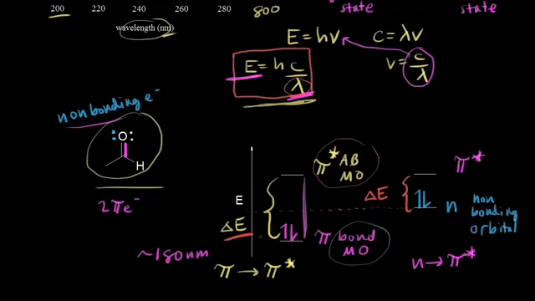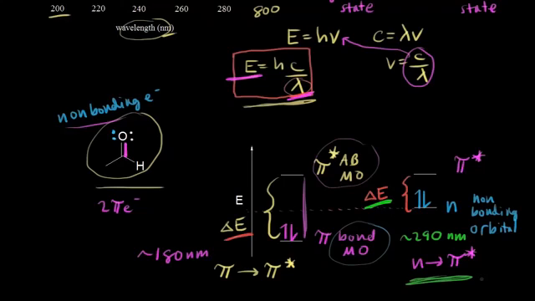And so what would happen to the wavelength of light that's absorbed? If we have a smaller energy difference, energy and wavelength are inversely proportional, so this must be a longer wavelength. This absorbs light at a different, higher wavelength. And it turns out, let me change colors here, this energy transition corresponds to a wavelength of light that's approximately 290 nanometers. And so this n to pi star transition, a smaller difference in energy, corresponds to a higher wavelength.